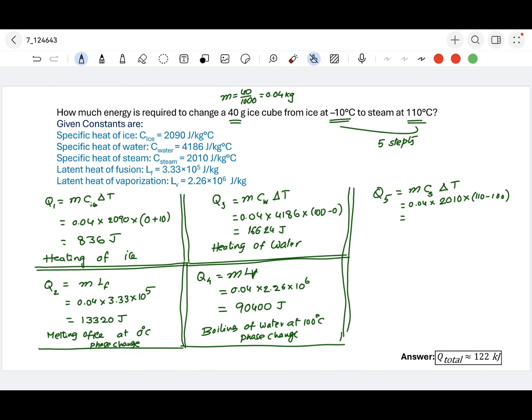So 0.04 multiply with 2010 multiply with 10. The answer is 804 joule. This is heating of steam.